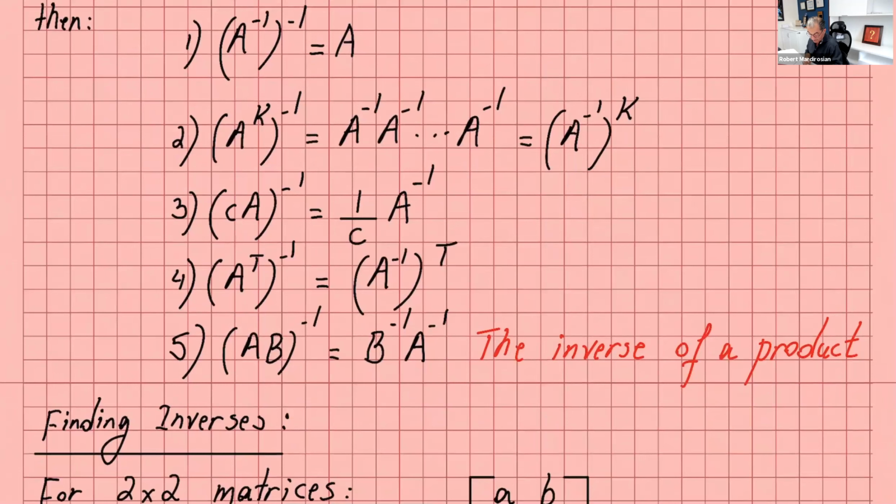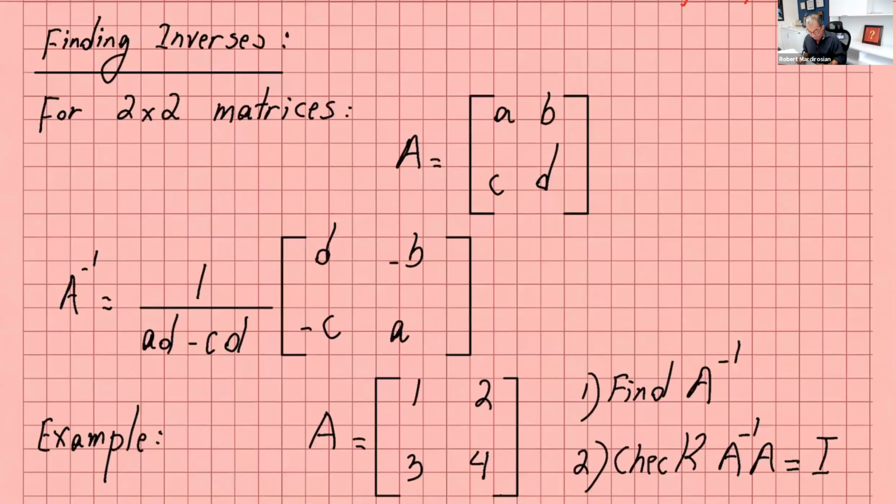The inverse of CA is the same thing as 1 over C times the inverse of A. Then the inverse of A transpose is the same thing as the inverse of A, transposed. And number 5, the inverse of AB, the product, is the same as B inverse times A inverse, and we call that the inverse of a product. Before going over the proof of those properties, let's see how we can find the inverse of a matrix.